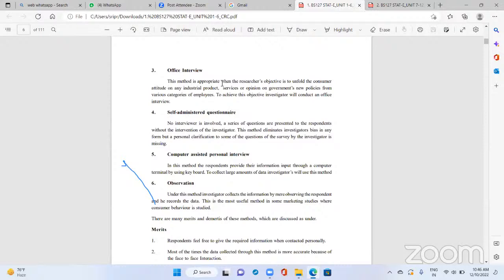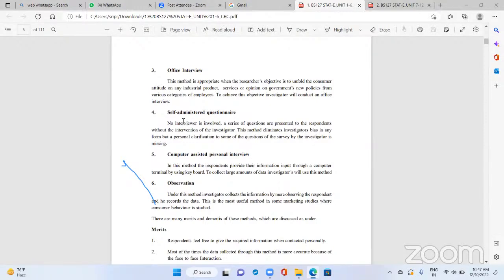The method is appropriate when the researcher's objective is to unfold the consumer attitude on any industrial product or services, or opinion on government's new policies from various categories of employees. So that is known as office interview. Fourth one is self-administered questionnaire. No interview is involved. A series of questions are presented to the respondents without the interaction of the investigator. The method eliminates investigators' bias in any form, but a personal clarification of some of the questions of the survey by the investigator is missing.